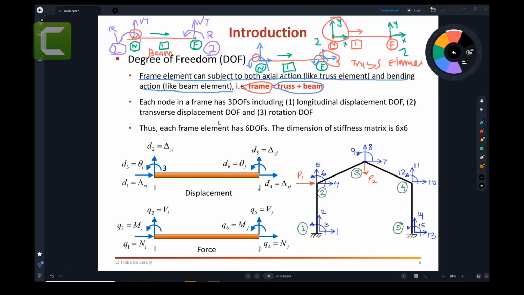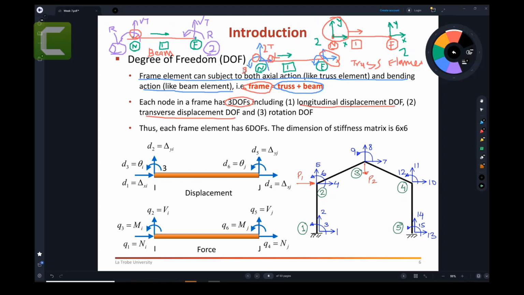All right. Now each node in the frame has 3 degrees of freedom. As I mentioned, they have degree of freedom 1, degree of freedom 2, and degree of freedom 3. Longitudinal displacement and transverse displacement. So this is longitudinal. Along the length is the longitudinal. That is the fancy way to say the x degree of freedom. Along the length of the element is a longitudinal displacement. Perpendicular to the length is a transverse displacement. So this is longitudinal displacement. This is transverse displacement. I hope you understand that terminology.